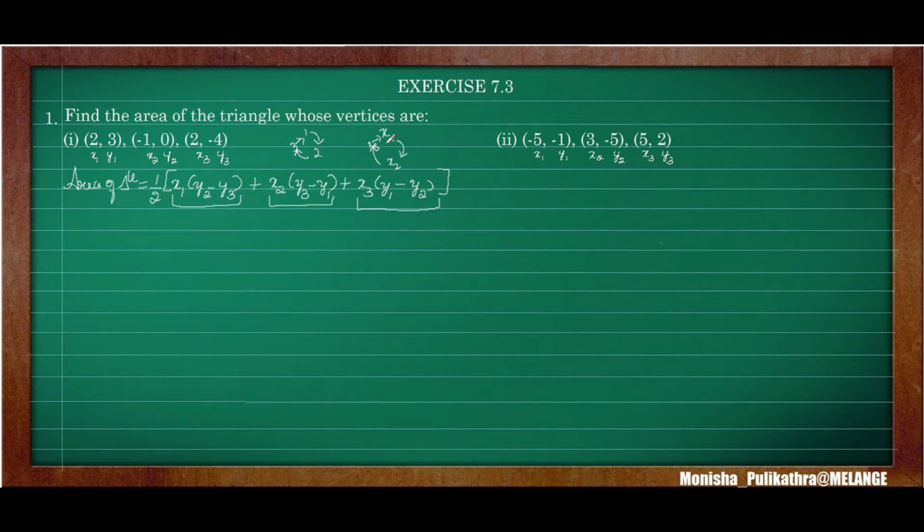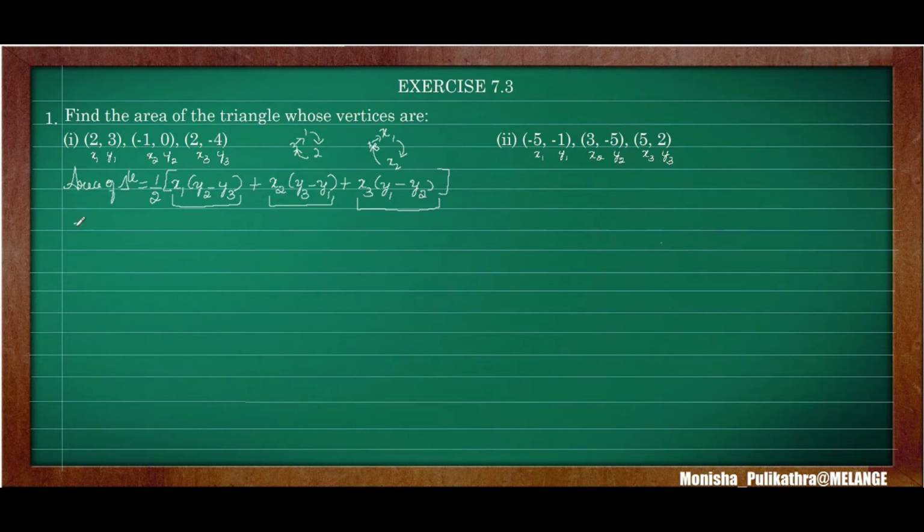So this is the way of writing this formula, that is half into x1 into y2 minus y3, that is 1, 2, 3. Next x2 into y3 minus y1, that is 2, 3, 1. Next x3 into y1 minus y2, that is 3, 1, 2. So 1, 2, 3, 2, 3, 1 and 3, 1, 2. So it goes in a cyclic order.